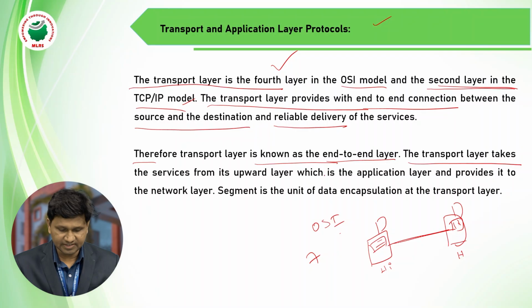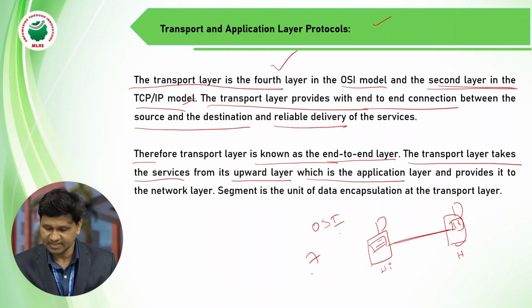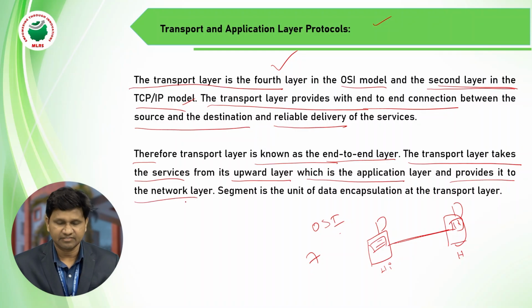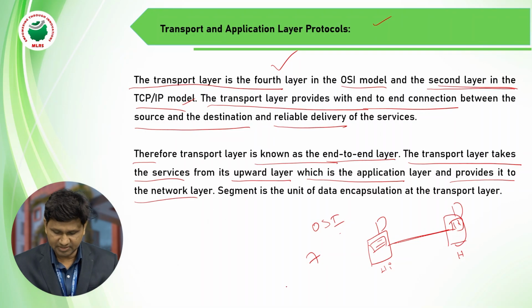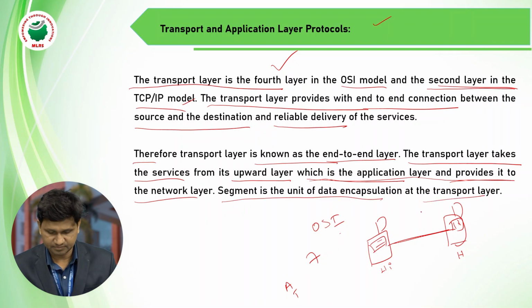The transport layer takes services from the upper layer, which is the application layer, and provides them to the network layer. We know the layers: application layer, transport layer, network layer, session layer. This is available in computer networks. Segment is the unit of data encapsulation at the transport layer.